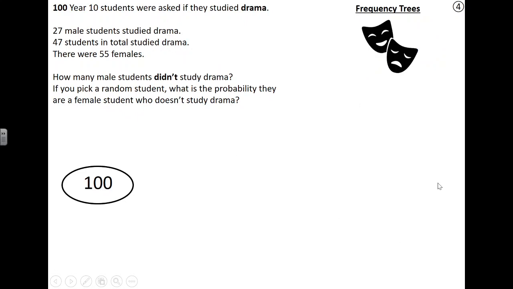Okay, another one for you to have a go at, please. Could you pause the video, have a go at working it out, and press play when you're ready to work through it. Let's see how you got on.